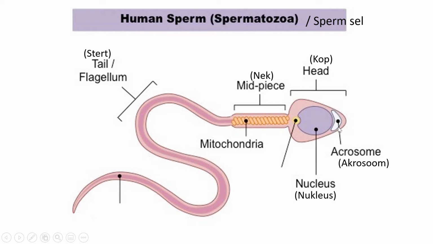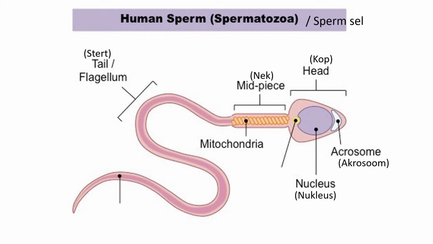And the acrosome actually has specific enzymes on the inside. Later on, when we talk about fertilization, we will see that the acrosome is very important because this is the area that firstly penetrates the egg cell during fertilization. The enzymes on the inside eat away at the outside layer of the egg cell. So without the acrosome, a sperm can't penetrate an egg cell. That is very, very vital.